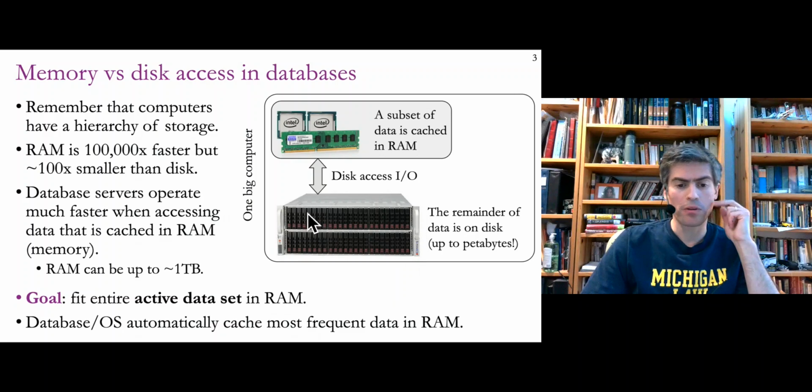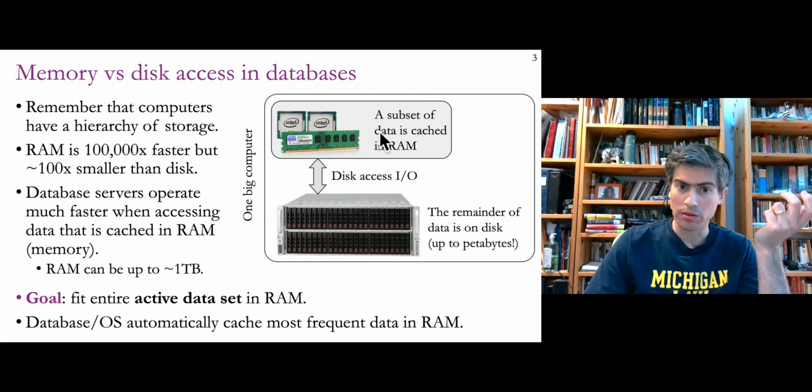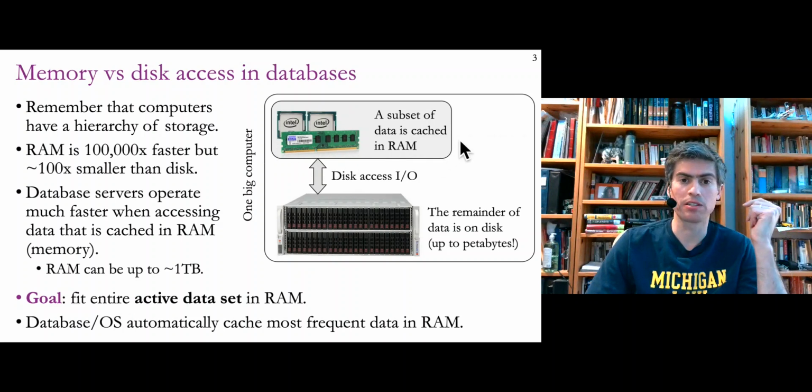Remember, the performance of memory, which is to say RAM, is much, much better than the performance of disks. The latency to access RAM is about 100,000 times less than the latency to access disk. It's smaller, maybe about 100 times smaller, but these days you can get a server that has 1 terabyte of RAM, let's say. That's a lot of storage capacity.